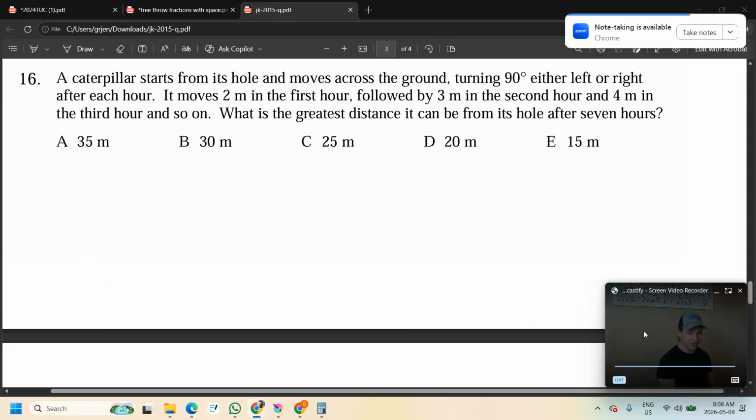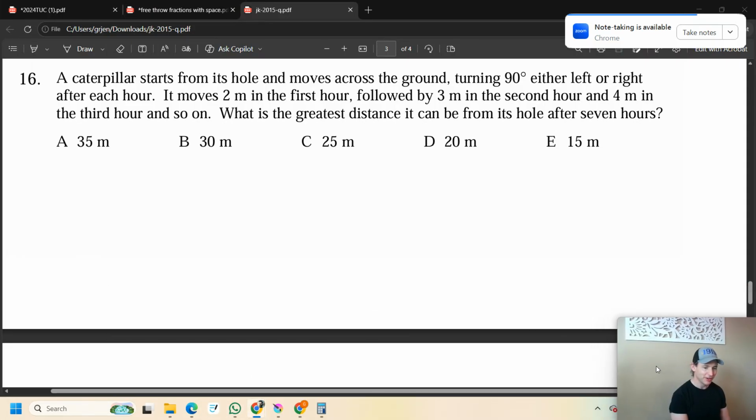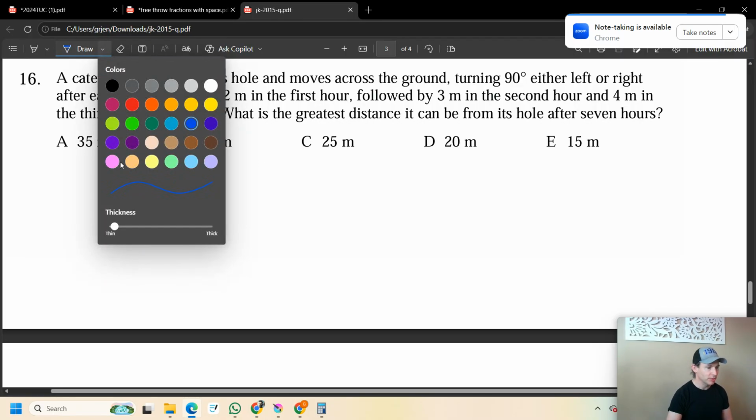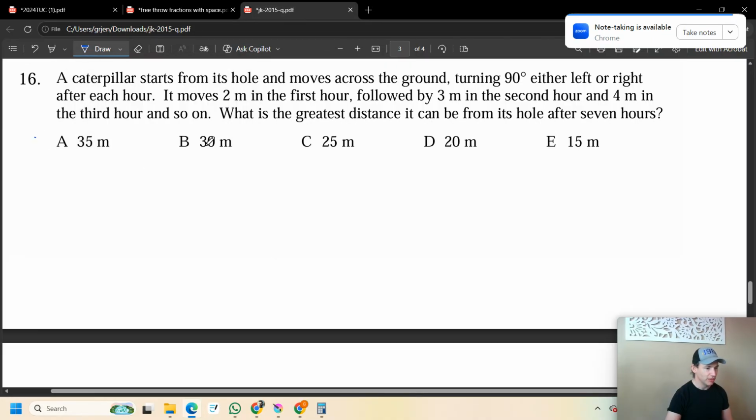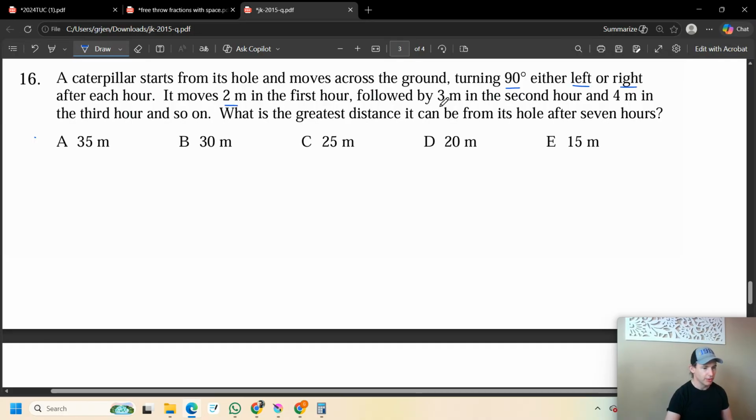It's Tutor Grant, and I got asked this question about the JMK 16, so let's talk about how we would approach a solution. First of all, we want to think about this caterpillar that's kind of random in its behavior, right? It turns either 90 degrees either left or right all the time. And it moves 2 meters in the first hour, followed by 3 meters, 4 meters, etc. Okay? And we want to know the greatest distance that it can be away from its starting position after 7 hours.